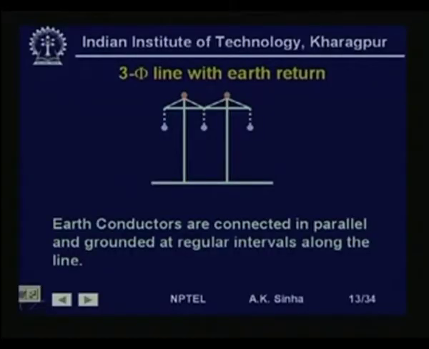Now, we will take up a 3-phase line with earth return. This is a normal situation, where the 3 conductors may be horizontally placed, and at the top of the transmission tower we have earth wires or ground wires. These ground wires, as I said earlier in lesson 2, are used to protect the phase conductors from direct lightning stroke.